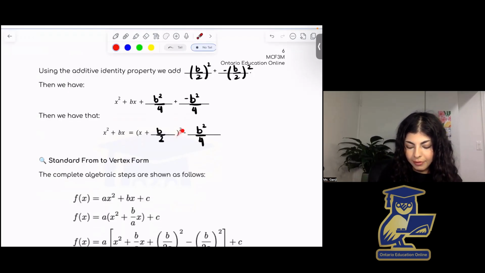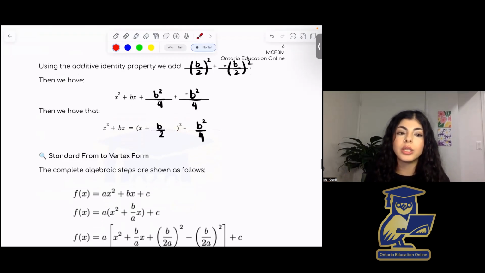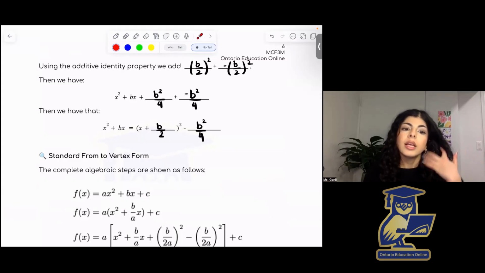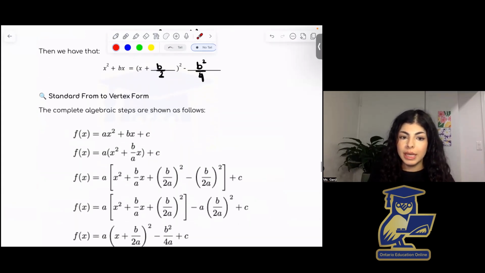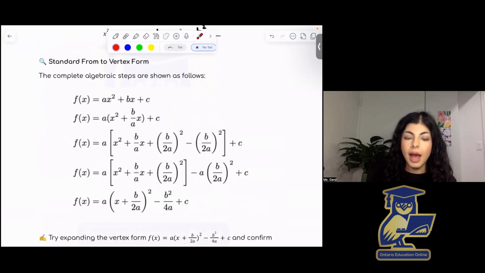So here I have the negative here, so you didn't need to rewrite it. And that would be our general formula for completing the square for a quadratic function with a equal to 1. So here I have those same steps for you just written out so you can follow along.